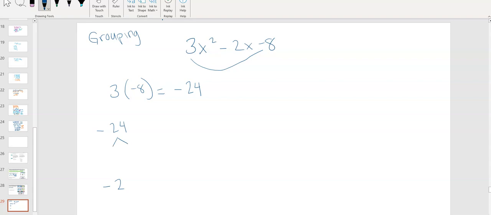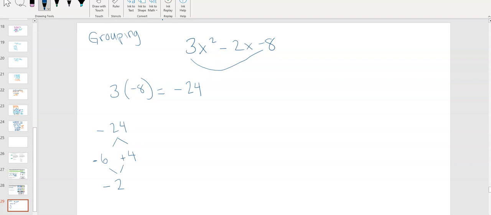Okay, so we're going to start factoring out. So we can do 12 and 2, that won't work. 3 and 8 won't work. What about 6 times 4? 6 times 4 is 24. If I make 6 negative and 4 positive, I can add those together to get negative 2.